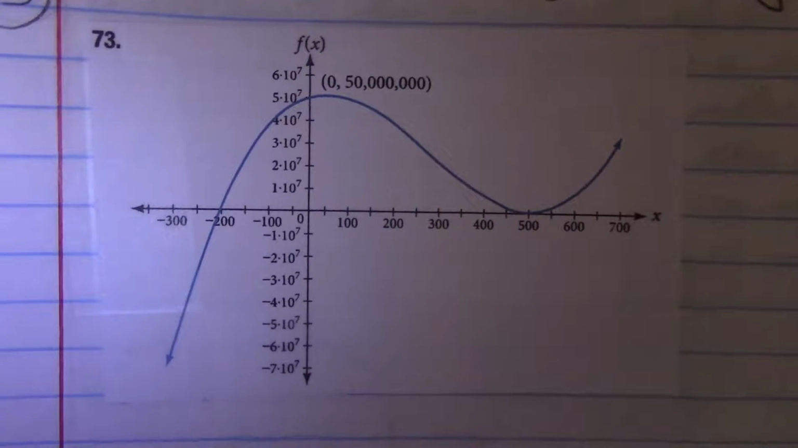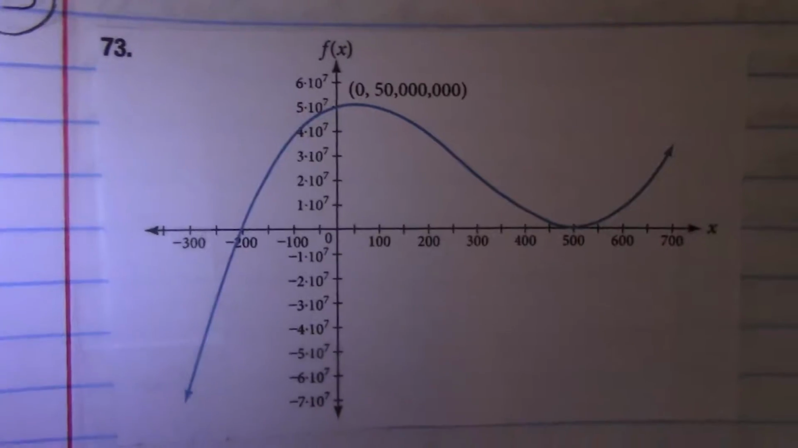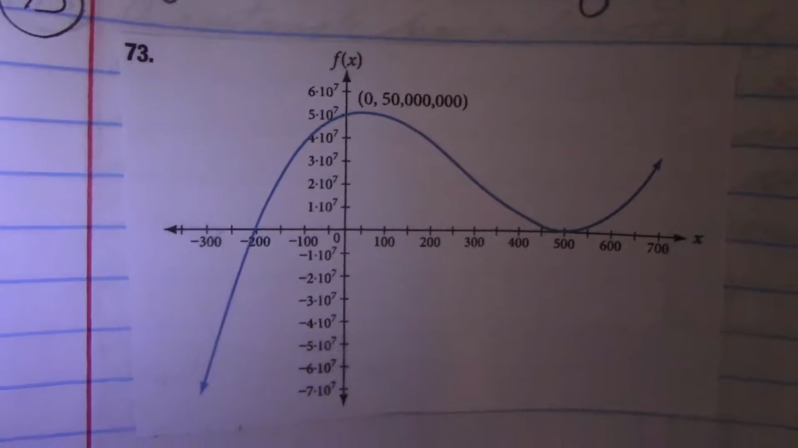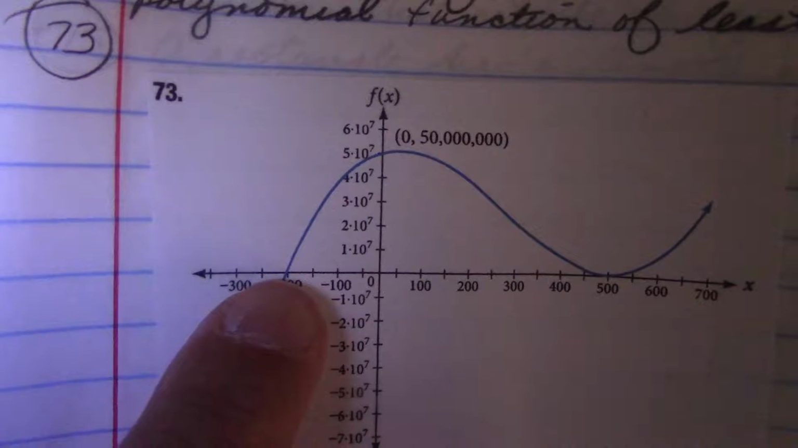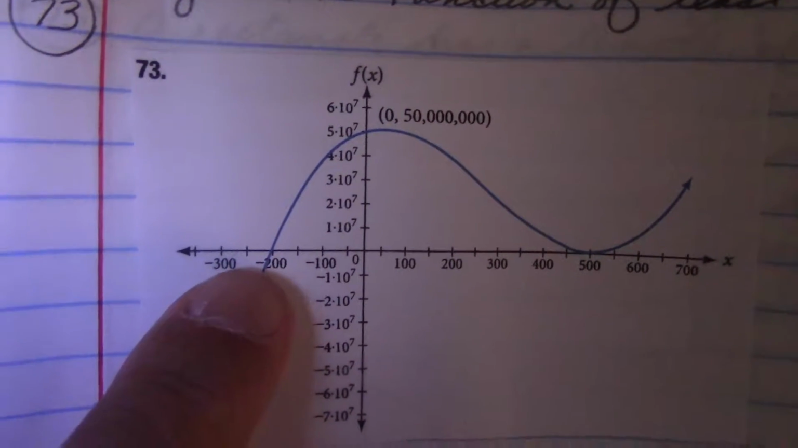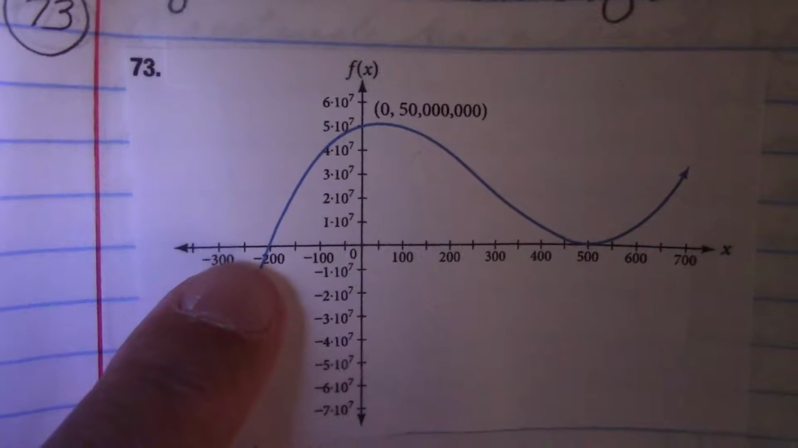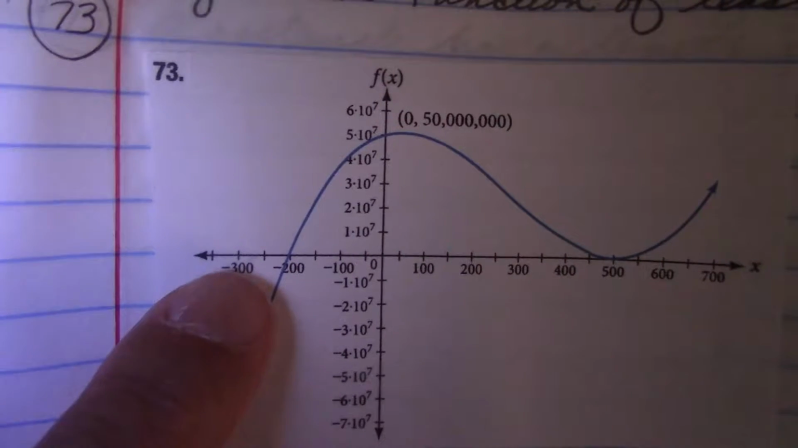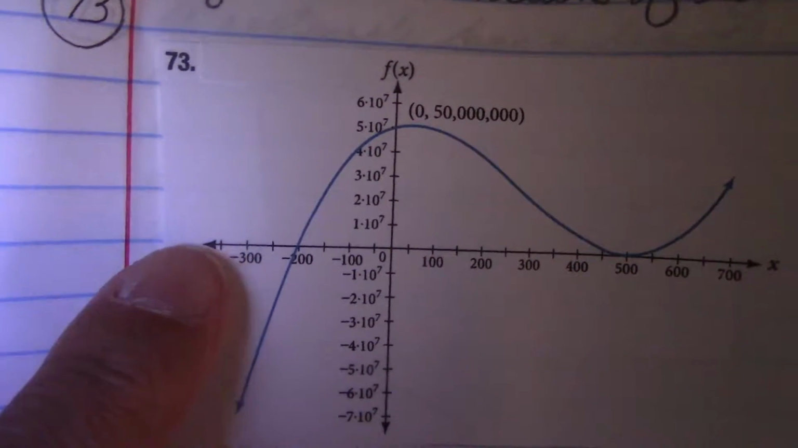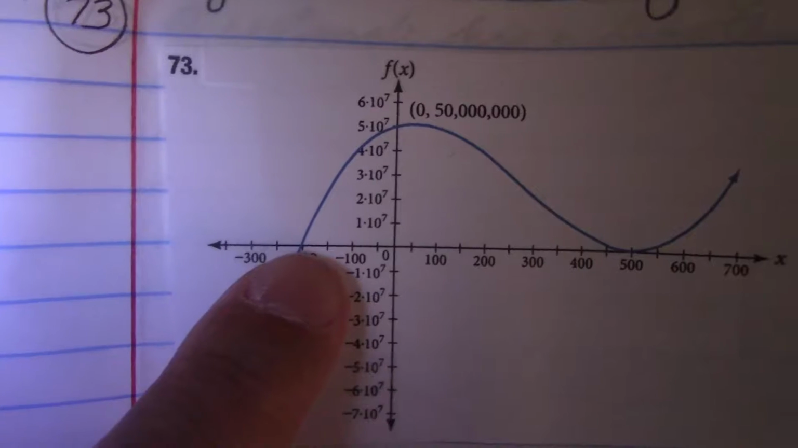Number 73. For the following exercise, use the graph to write a polynomial function of least degree. So here's our graph. You'll note that right at that x-intercept, negative 200, it's on my printout, it's just a tad off of negative 200, but I'm going to assume that's a slight error in printing. Sometimes that happens with these graphs.